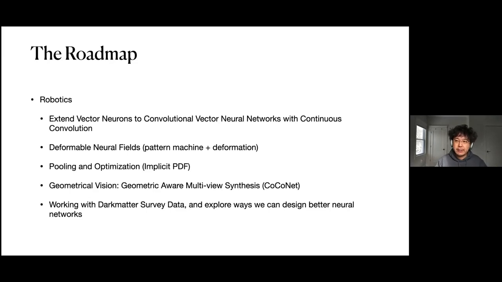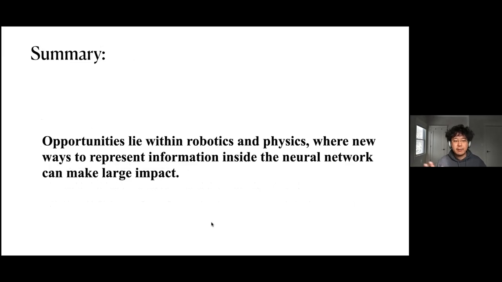So these are networks that can do multi-view synthesis by having some geometrical prior built in. What could also work is trying to figure out new ways to look at a lot of the astronomical observatory data we have, and then figure out better ways we can design neural networks on top of what's already there, because we can tailor them specifically to the physics problems we're looking at. Okay, so that's it. Opportunities lie within robotics and physics, and new ways to represent information inside neural networks can make a large impact. That's the talk.